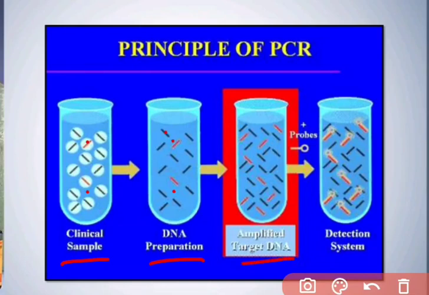Now by the PCR technique we are amplifying this target DNA, which here was 2, and now it is 1, 2, 3, 4, 5, 6, 7, 8. So 8 red DNAs are appearing now by amplifying with the technique.